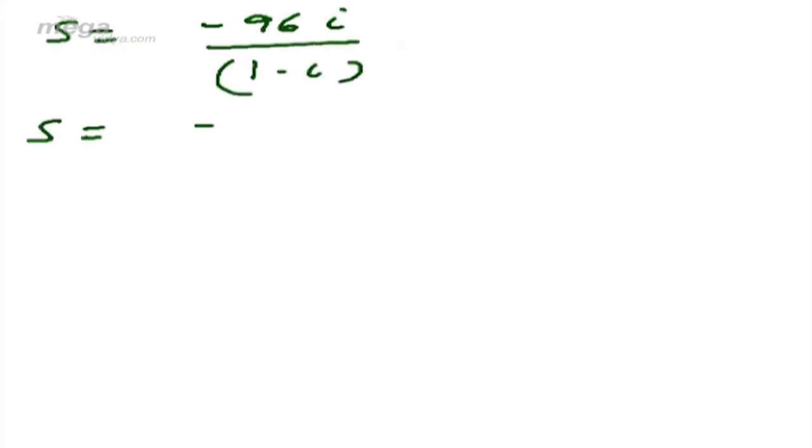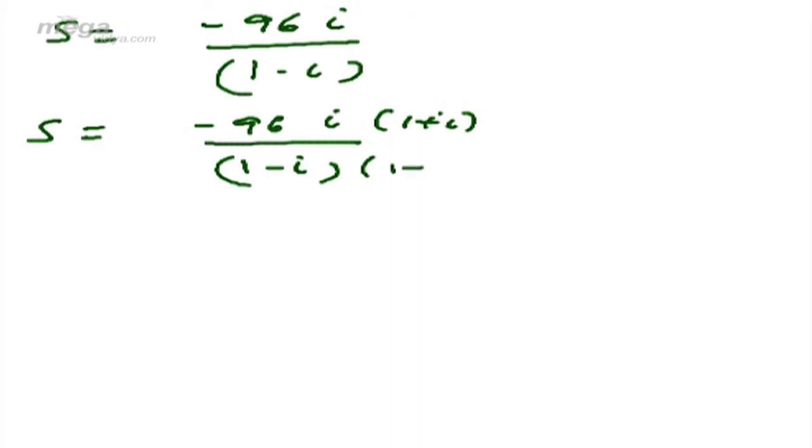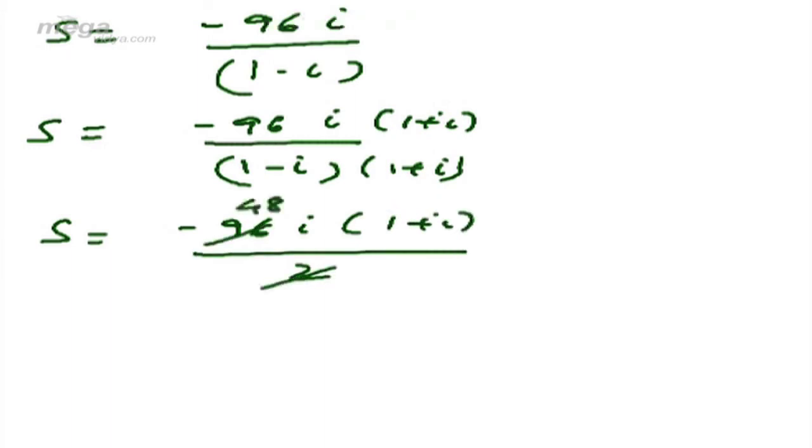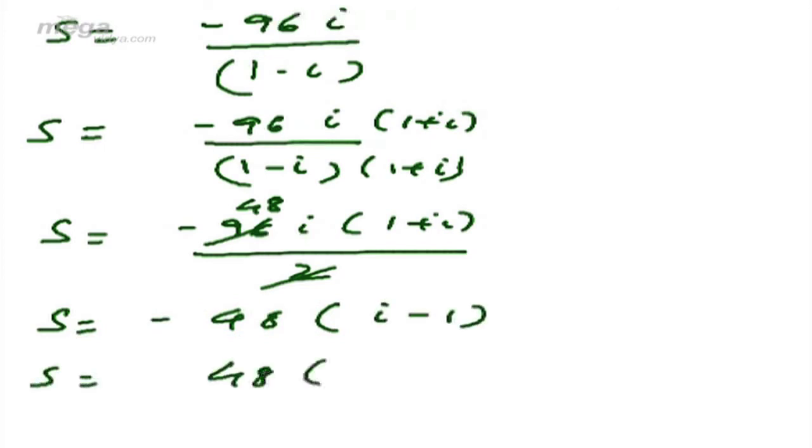So S is equal to minus 96i divided by (1 minus i). We again rationalize this complex number. We multiply by (1 plus i) in the numerator as well as in the denominator. So S will become minus 96i into (1 plus i) divided by 2. So S becomes 48 into (i minus 1). Then the answer becomes 48 into (1 minus i).